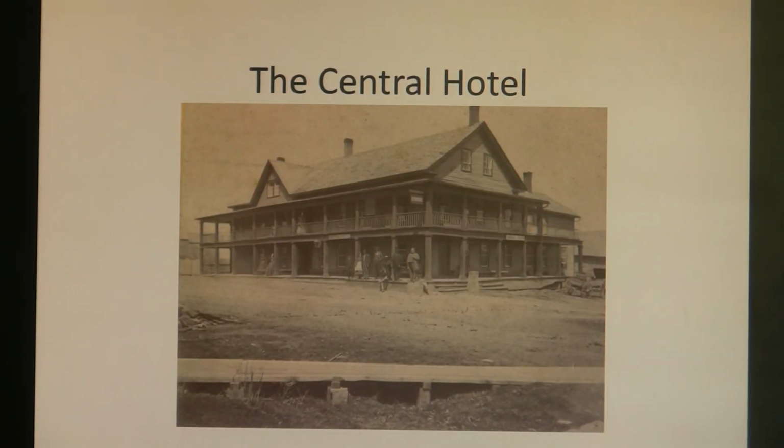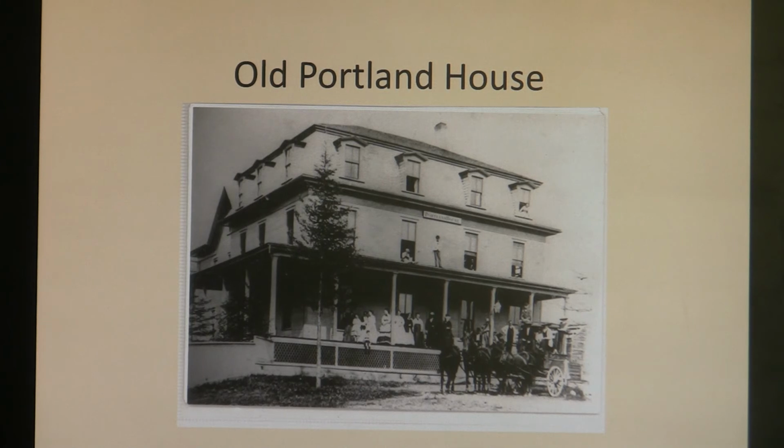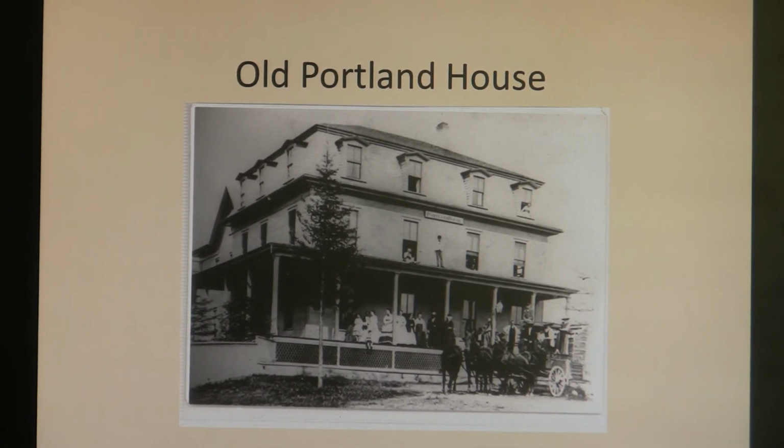This is the Central Hotel, about which we know some things, but not nearly enough. It was supplied water by Central Springs. It had water, it had bathing, it had all kinds of things associated with it, typical of the time. This is what we call the Old Portland House. You can see this is horse and buggy days.